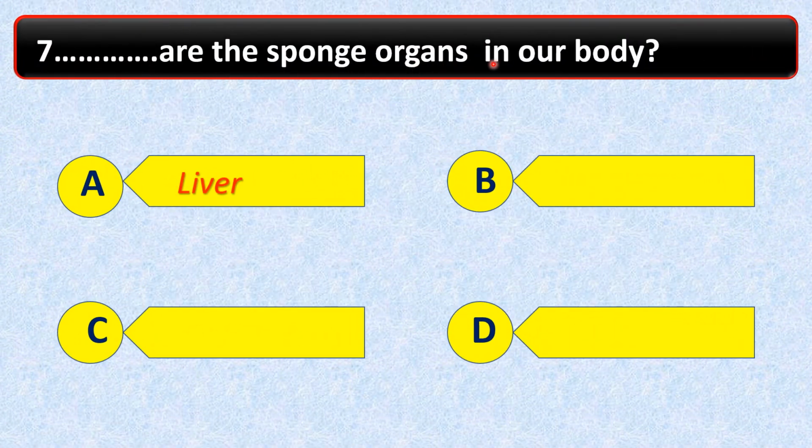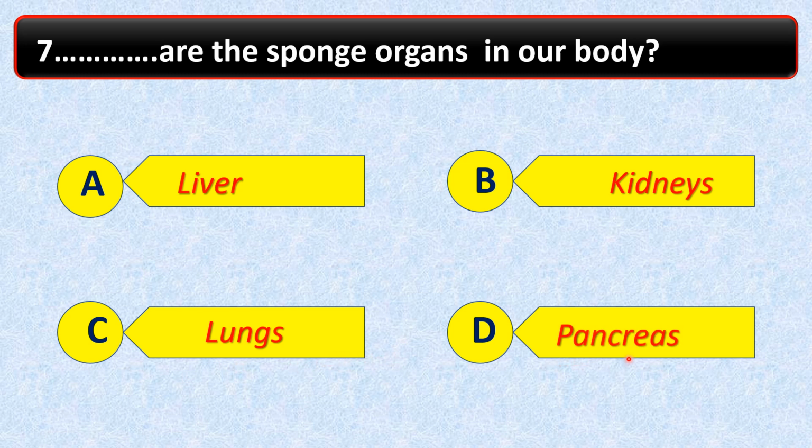Dash are the spongy organs in our body. Option A liver, option B kidneys, option C lungs, option D pancreas. The correct answer is option C, lungs. Lungs are the spongy organs in our body.